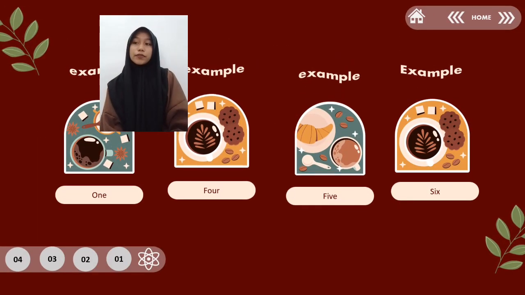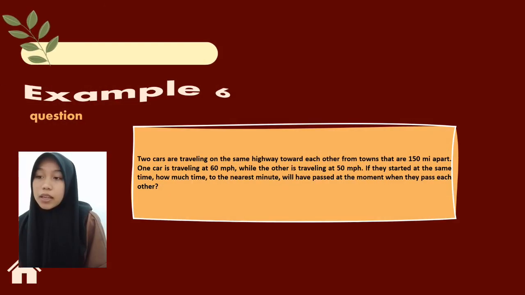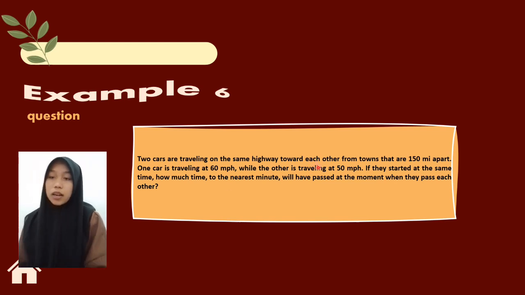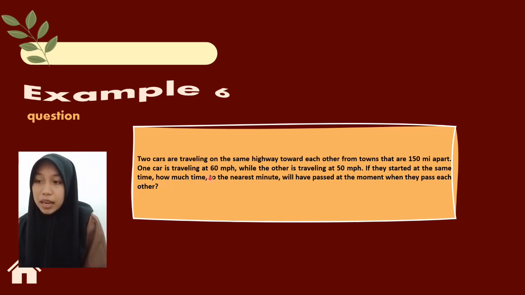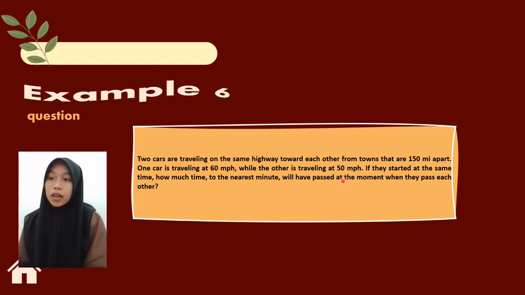This is the question of example 6. The question is: two cars are traveling on the same highway toward each other from towns that are 150 mi apart. One car is traveling at 60 mph, while the other is traveling at 50 mph. If they started at the same time, how much time, to the nearest minute, will have passed at the moment when they pass each other?